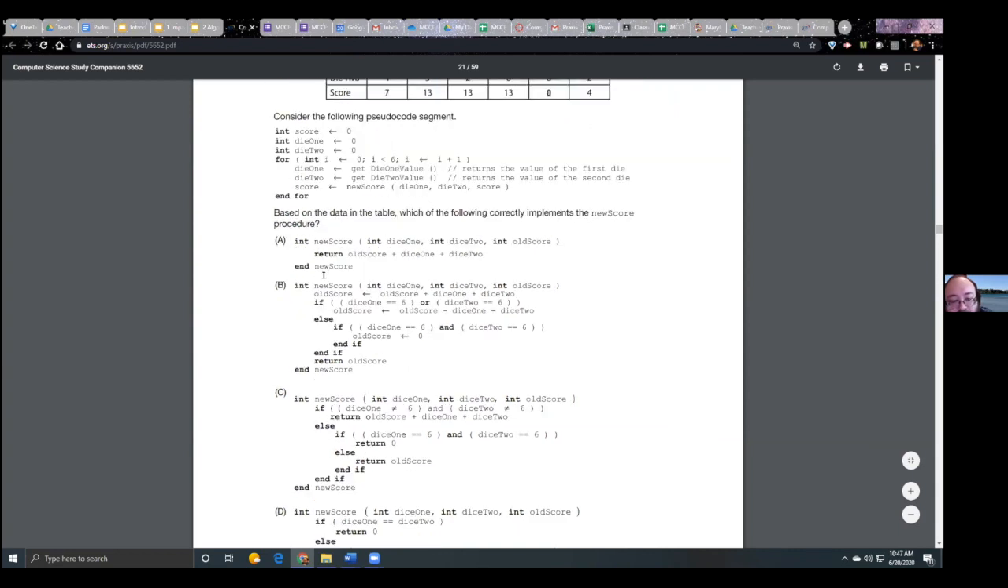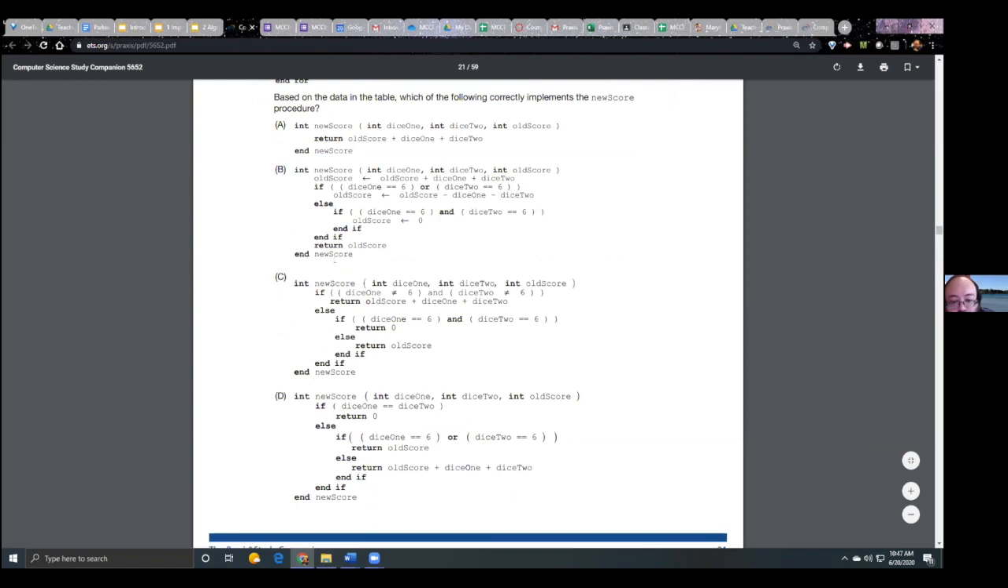Looking at C. Here, we don't do that initial adding step like we did right there. We just start immediately with an if inside this method. If dice 1 is not equal to 6 and dice 2 is not equal to 6, we will just do the addition.